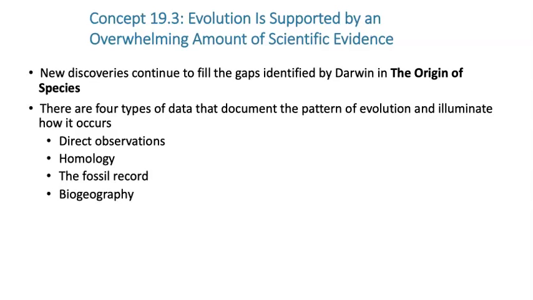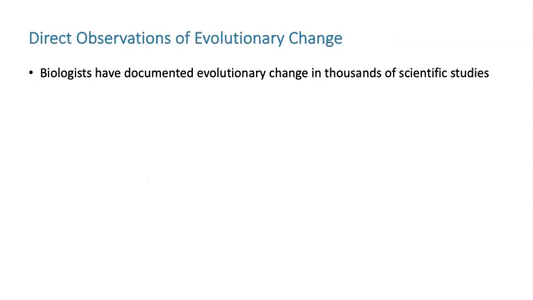We also use the fossil record, and we've known about the fossil record since before Darwin, but we've had a lot of chances to fill in a lot of the gaps since Darwin. And finally, we have this concept of biogeography. So let's start by looking at direct observations of evolutionary change.